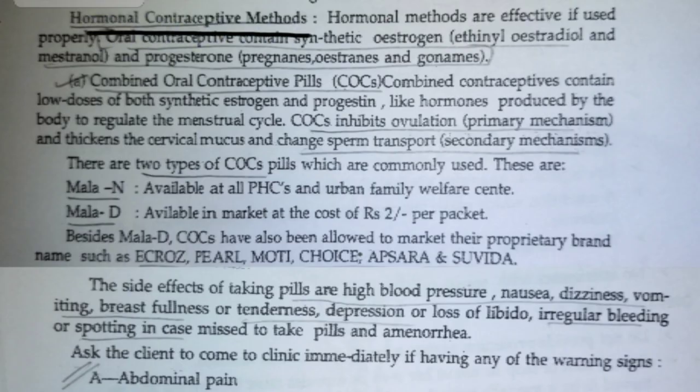In the hormonal method, the first one is COC, combined oral contraceptive pills. These pills are made up of a combination of estrogen and progesterone. Together, one pill is made. How does it work? First, primarily it will inhibit ovulation. It will stop the production of egg and the release of egg.